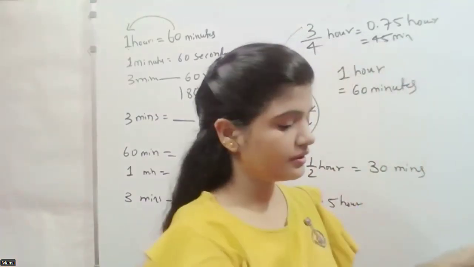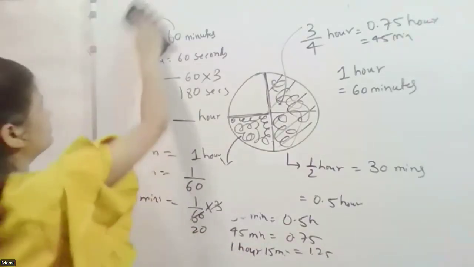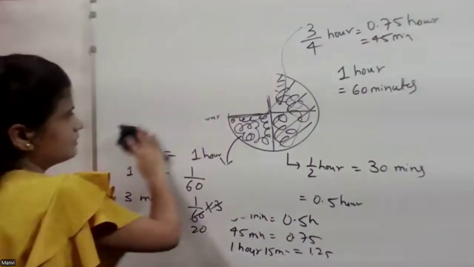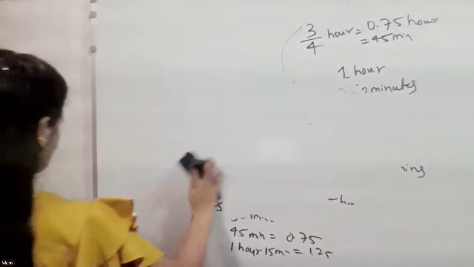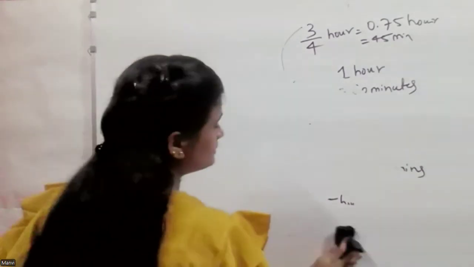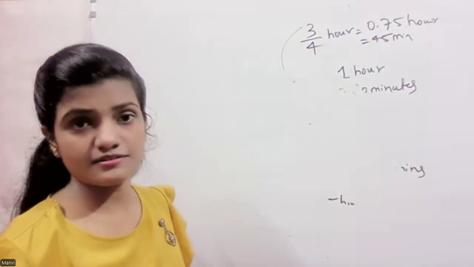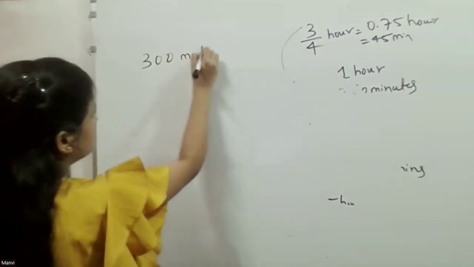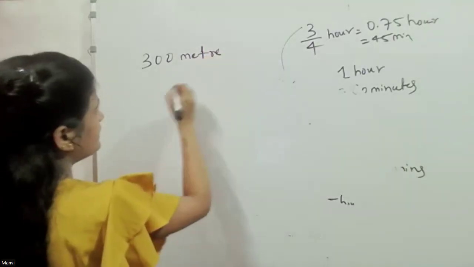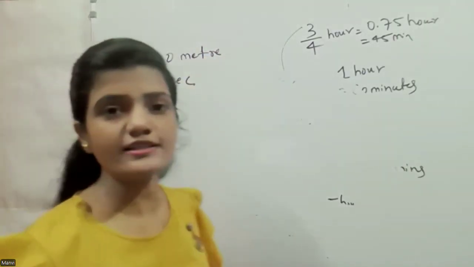Now, please tell me if we need to calculate speed, okay? And time is given in meter. Like a runner runs 300 meter in 60 seconds. So the runner covered 300 meter, right? In 60 seconds. So what is his speed?